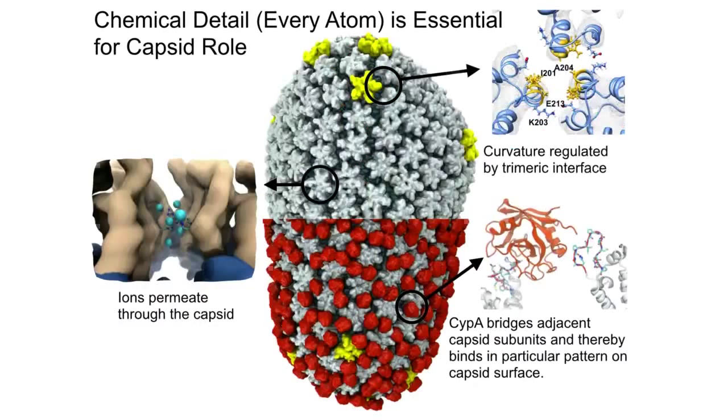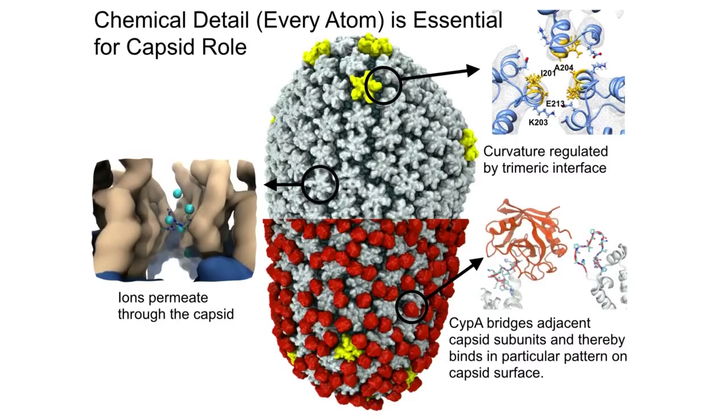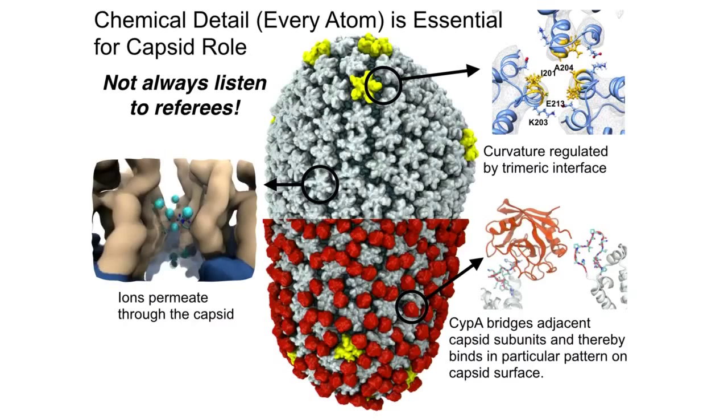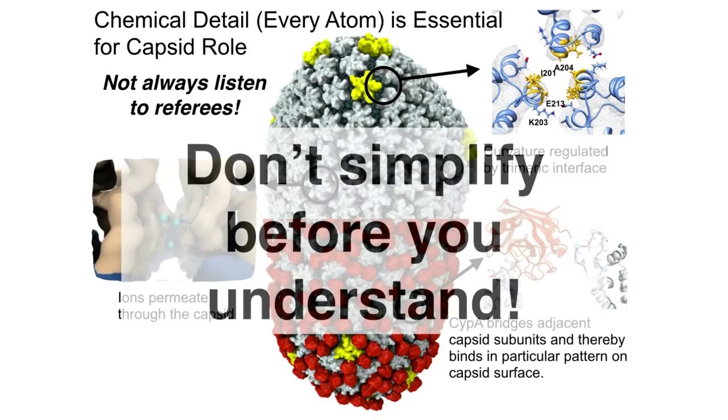So part of the takeaway is, for these very large systems, life operates at the atomic scale. Every atom matters. You can't ignore things. So not only, don't always listen to your referees. Yes, it's nice to be able to go to a coarse grain model that you can run for very long periods of time, but don't simplify things before you understand them, before you know what the important details are.